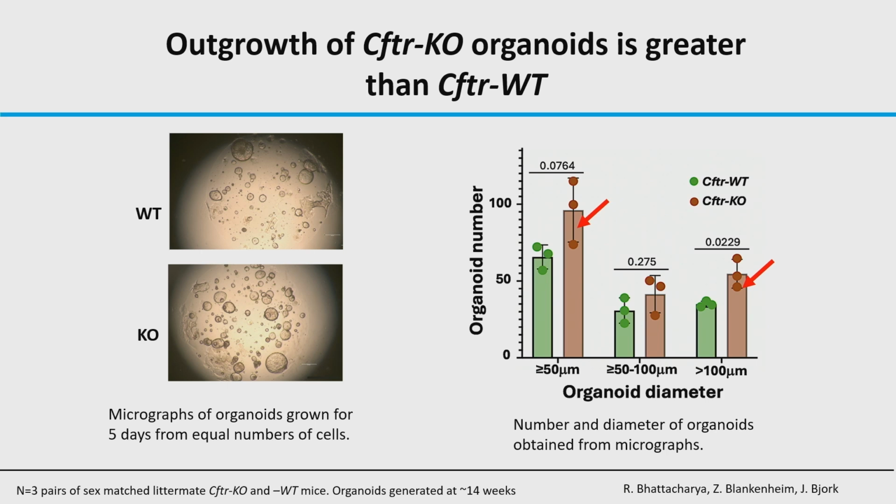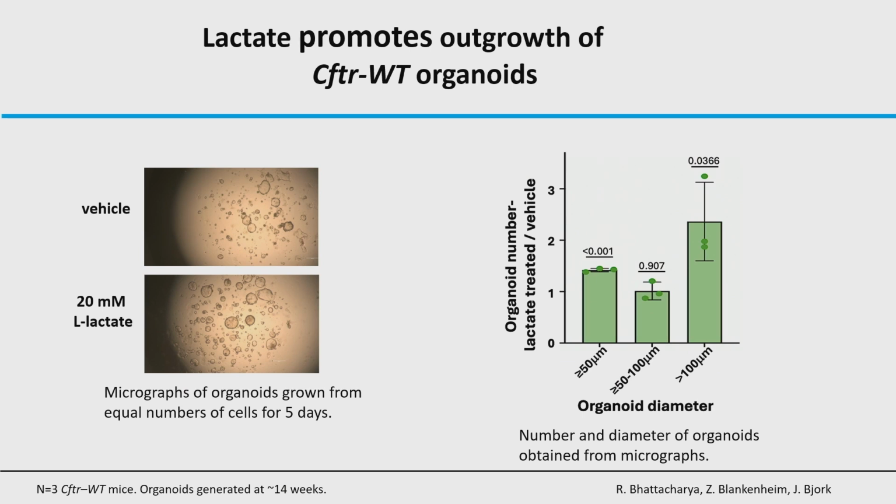So we next looked at whether lactate by itself promoted outgrowth of CFTR wild type organoids. And again, in this case, we're looking at the ratio of the number of organoids in lactate-treated organoids versus vehicle. Okay, so again, we see an increase in the total number of organoids, and we see that increase occurs in the larger organoids greater than 100 micrometers.